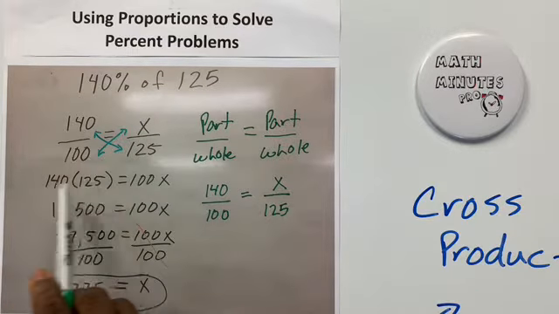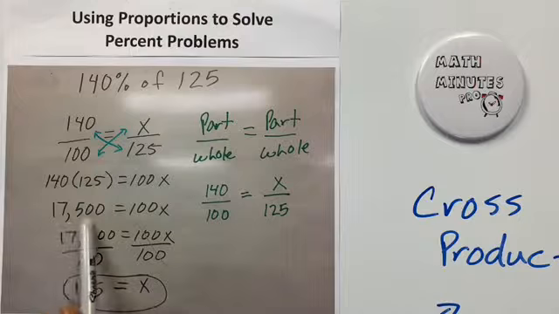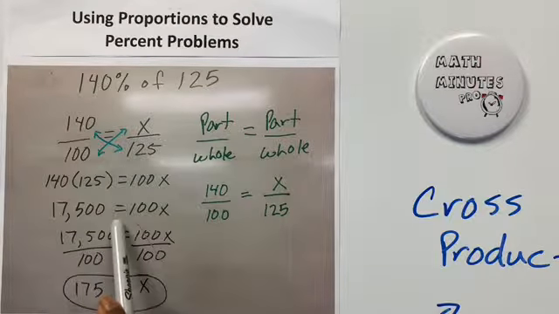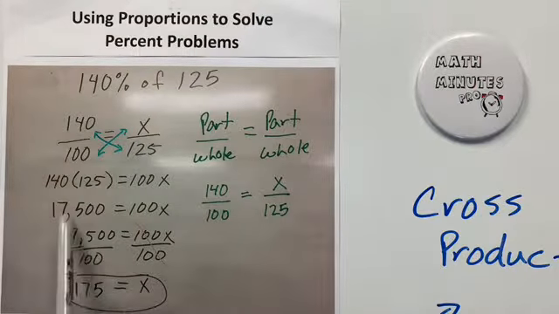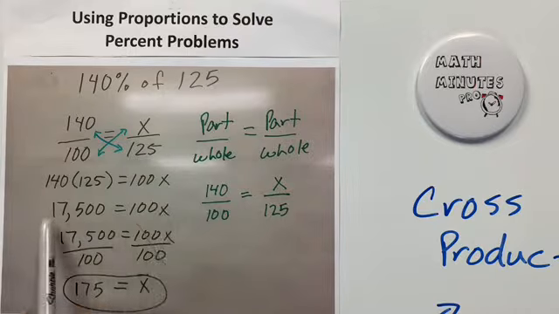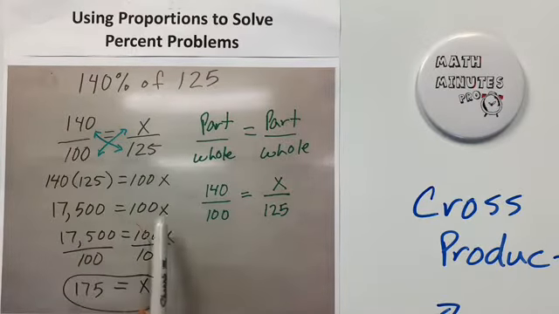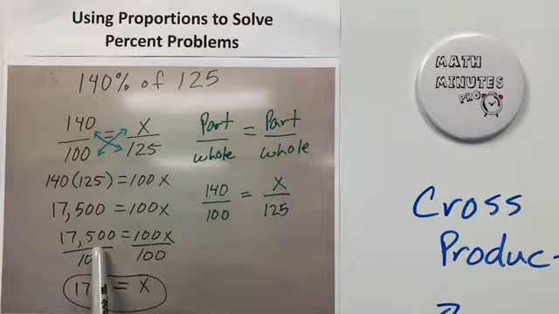And when you multiply these two numbers here, you get 17,500. You bring down the equal sign, and then you bring down 100 times X. Notice we're always going from left to right. So develop a habit of solving problems from left to right. Now, we need to isolate X and get X by itself. So what I did was I copied this part right here. Again, 17,500 equals 100 times X.